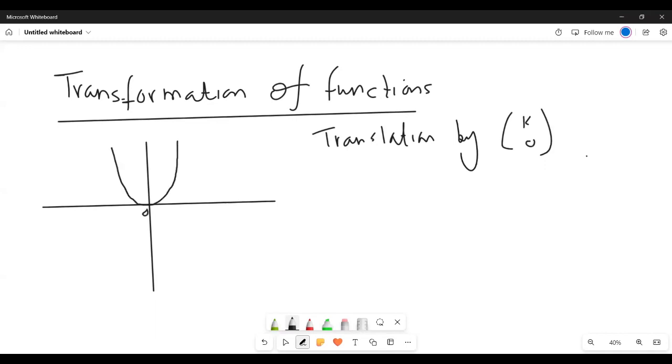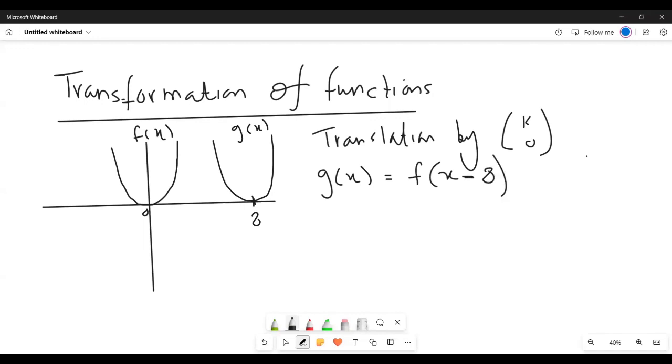Now what if this graph moves certain units to the right, say 8 units to the right? If this is f(x) and this is g(x), then g(x) in terms of f(x) will be f(x - 8). You use the opposite sign, because x is 8 here, and when you move it to the other side it becomes -8. So you write f(x - 8). That means your graph has shifted 8 units to the right.